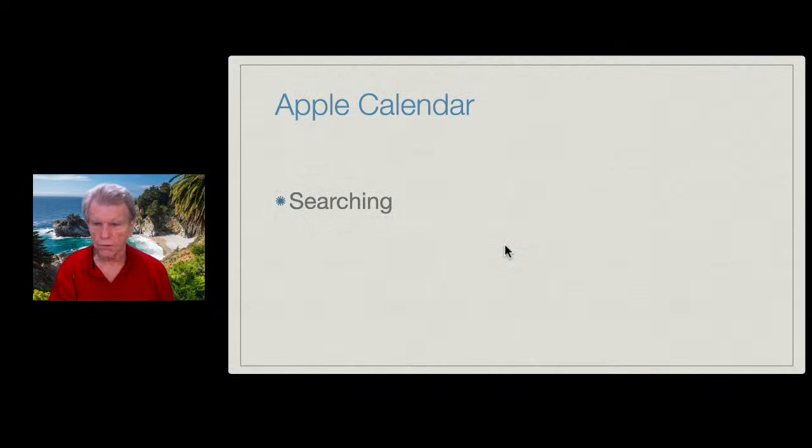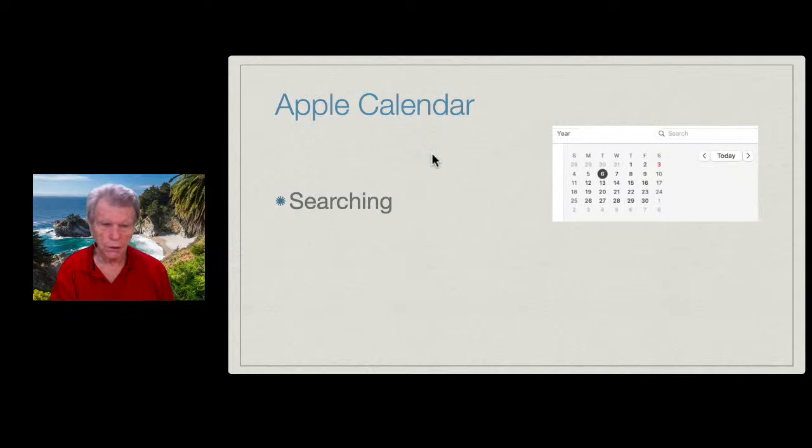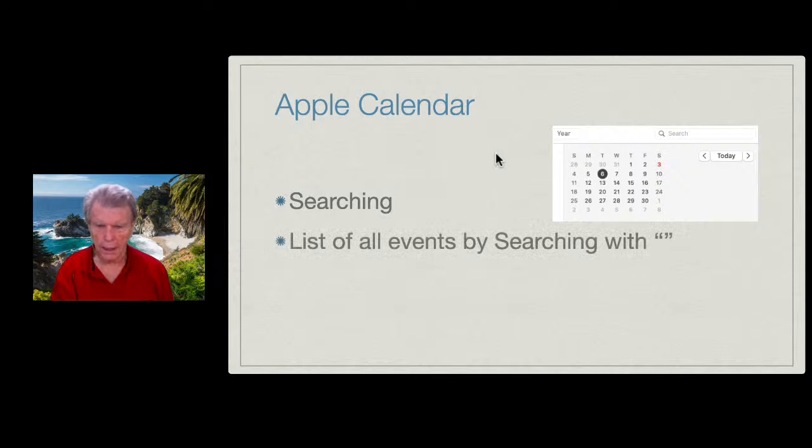Another nice feature of a digital calendar is that you can easily search. The search field is up here in the upper right-hand corner. And you can also get a list of events by searching with double quotes. And then we'll talk about the today function.